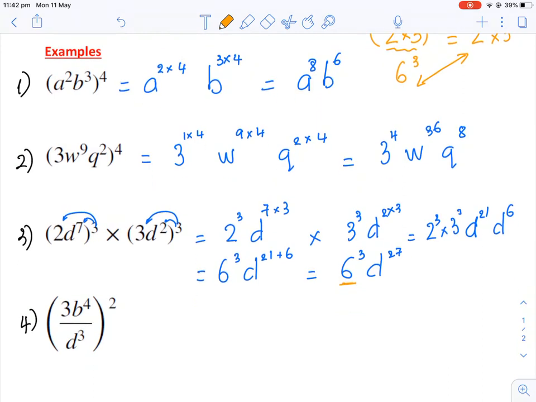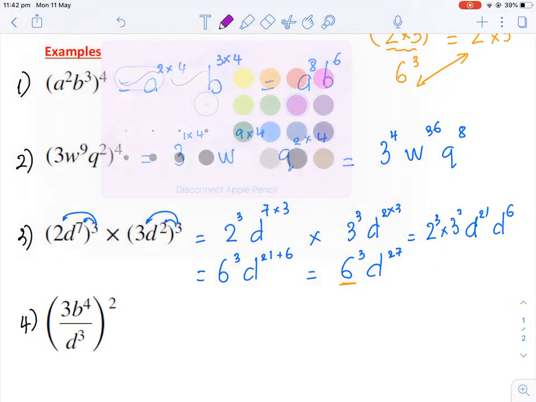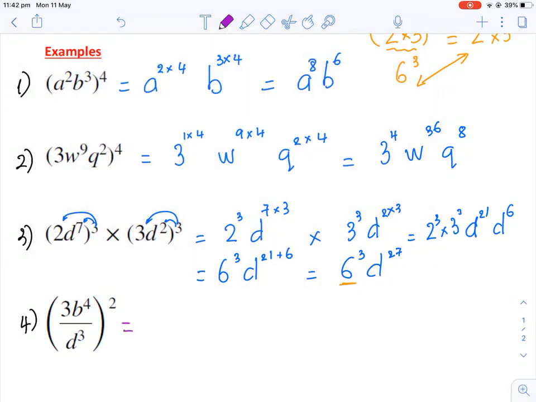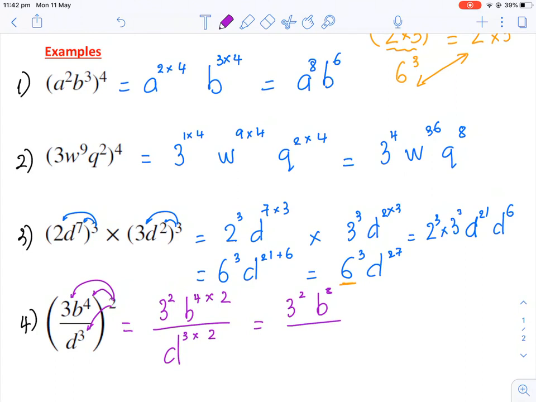Question 4. The sixth index law. So 2, you're going to distribute in every number and letter inside the brackets and here as well. So we're going to have 3 squared b 4 times 2, d cubed times 2, is equal to 3 squared b 8 and d 6. This is your final answer.